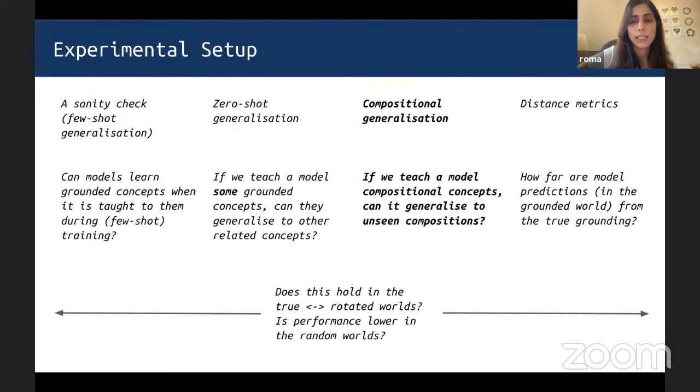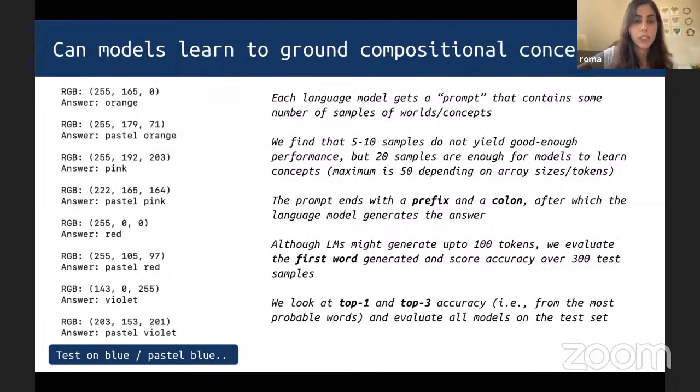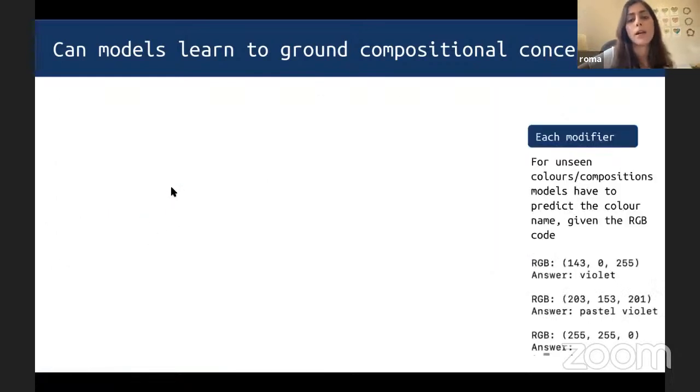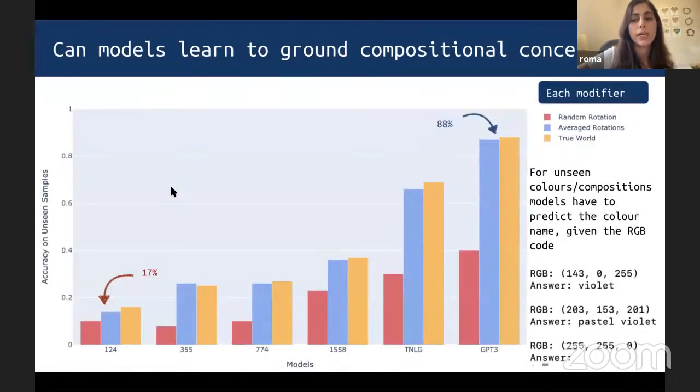What we also want to see is compositional generalization. So if we teach a model compositional concepts, for example, color modifiers like pastel, where we teach a model what it means to be orange, and then pastel orange, and then pink and pastel pink. And then if we have a set of other colors that were held out, for example, we never showed it blue or pastel blue, can it learn to ground these, given that it's seen some number of modifiers and compositions of those before?